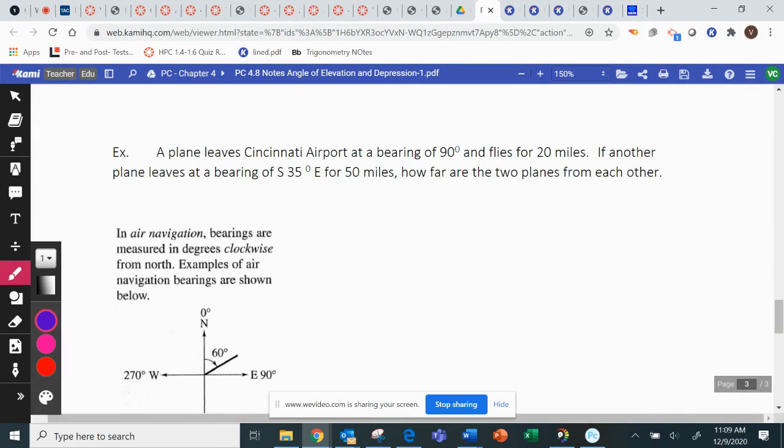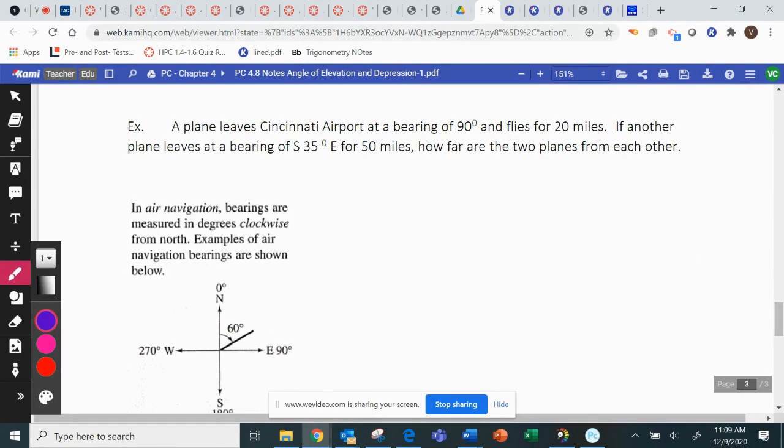There's just one more example and that's it. The last example has to do with air navigation. Air navigation uses bearings, but they say them in a different way than we're used to. Their bearings are measured in degrees clockwise from north. So we always start at north for air traffic navigation, and then we go clockwise from north.